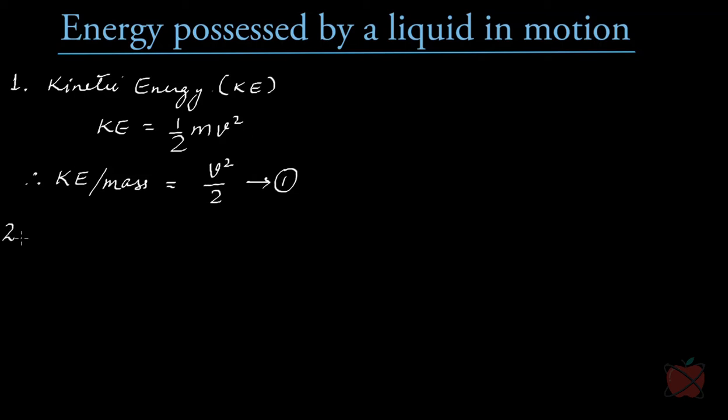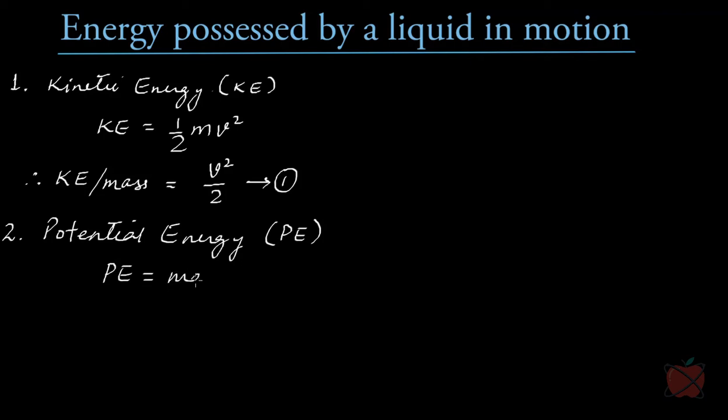The second type of energy is potential energy. Imagine the pipe is at some height above the ground, so it will have gravitational potential energy PE, and we already know the expression for the potential energy, mgh. Again here we will find the potential energy per unit mass. That means we are dividing it by mass on both sides. This mass will vanish, so you get only gh.